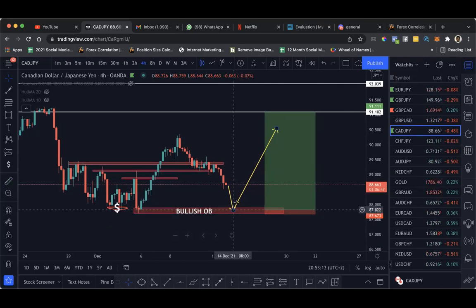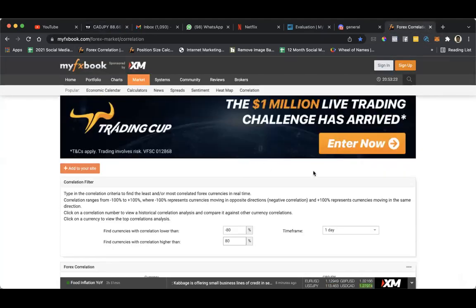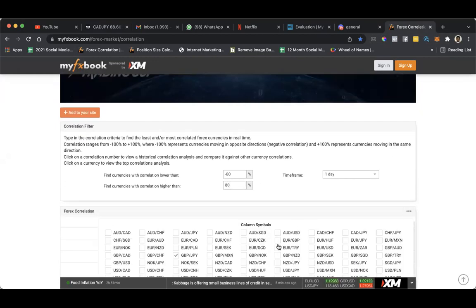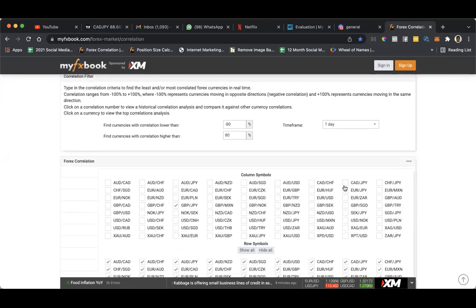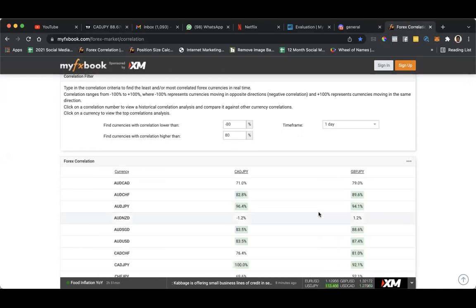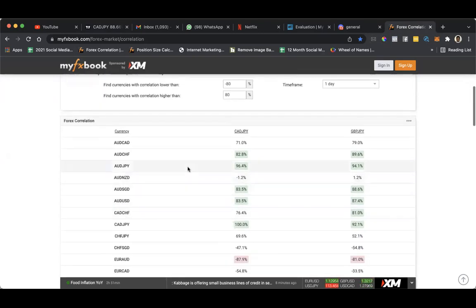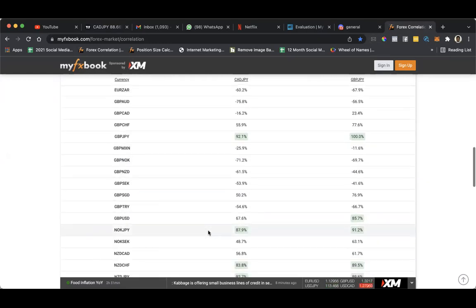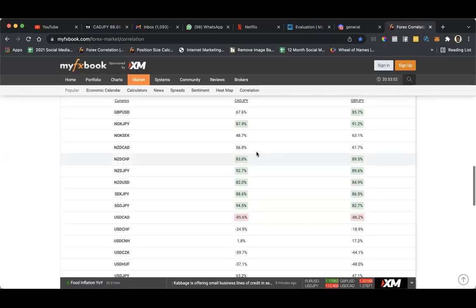Okay, and also you want to look for correlation for CAD JPY. Let's check out correlation for CAD JPY. You go to your correlation, you want to click on CAD JPY. Where's CAD JPY here? So CAD JPY correlates with AUD JPY, AUD Singapore dollar, AUD USD. Guys, ensure that there is volume in that pair before you place an entry. And how do you know if there's volume in a pair? It is correlation.